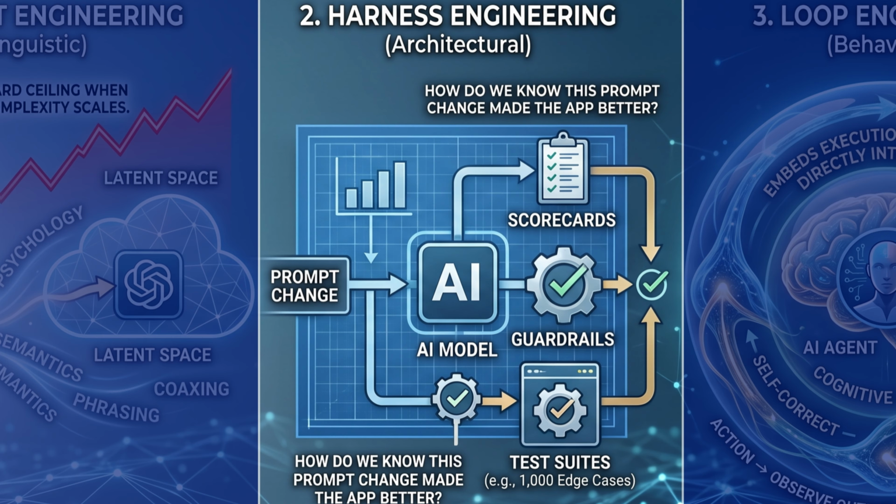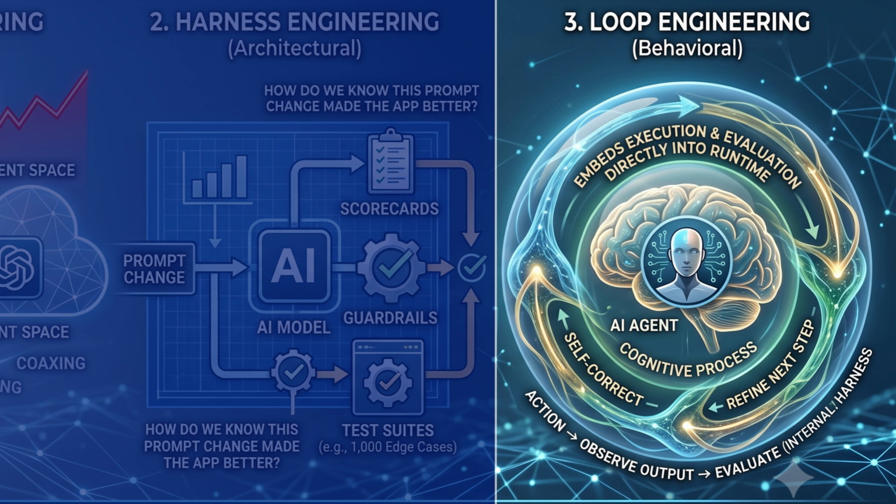Harness engineering is architectural. It's traditional software engineering principles applied to AI. It asks, how do we know this prompt change actually made the app better across 1000 edge cases? It's about building the guardrails and the scorecards.